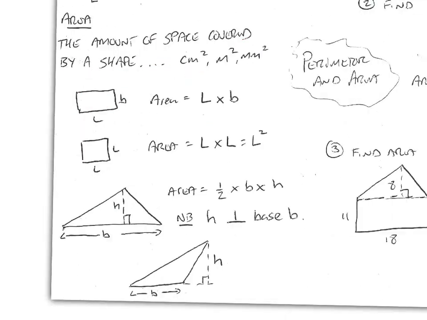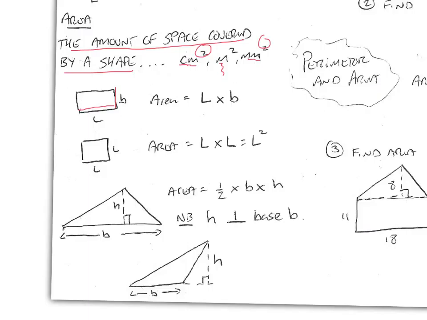Moving on to area. Area, if you like, is the amount of space covered by any given shape. And its units are meters squared, centimeters squared, millimeters squared, because we are multiplying one dimension by the other. So we have m by m, and that's m to the 2, meters squared.